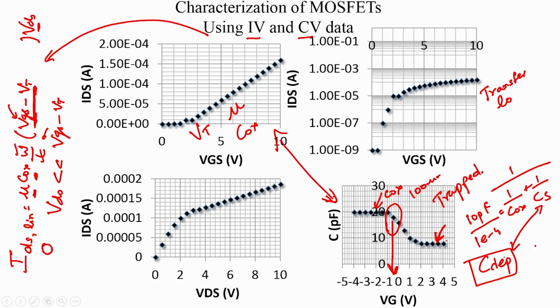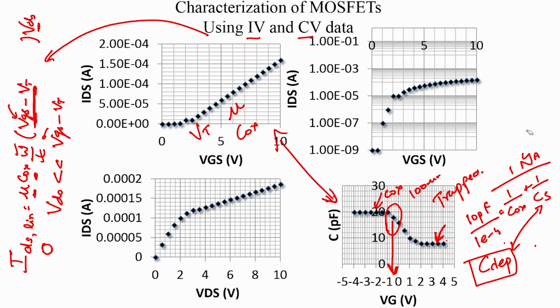And if we know the depletion capacitance, we essentially know epsilon s by xd. So, that is the depletion capacitance per unit area. And if epsilon s is known, we essentially know xd, which is the depletion width in the semiconductor. And since depletion width depends upon 2 phi f and several other parameters, we actually know the doping concentration of the semiconductor. So, CV characteristic is quite a powerful tool. You can make very good estimates of all these parameters.